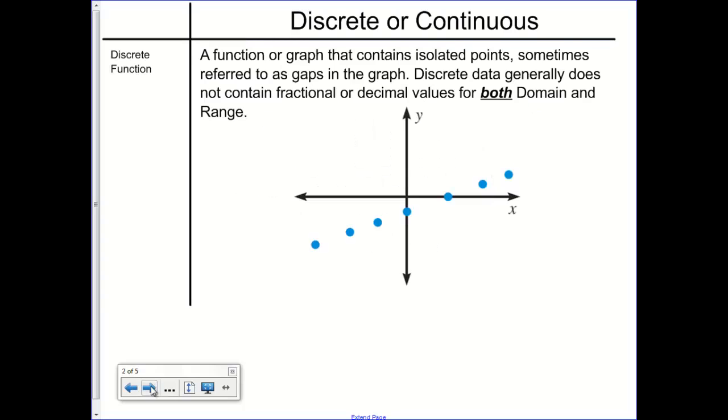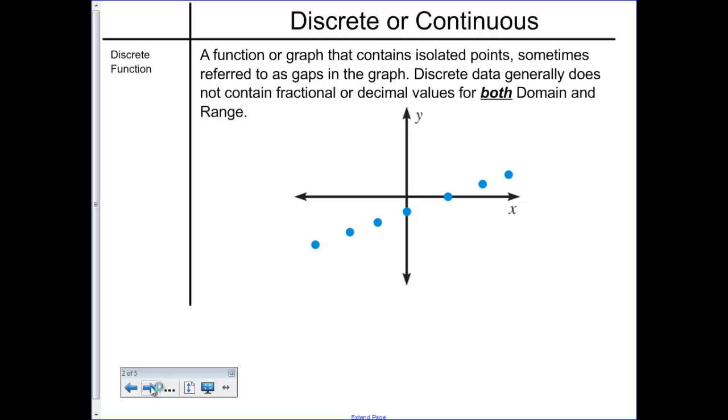Let's talk about a discrete function. It's any function that contains isolated points. They're sometimes referred to as graphs, or a function or graph that contains isolated points, sometimes referred to as gaps in the graph. As you can see, this particular graph appears to have these gaps in it. Discrete data generally does not contain fractional or decimal values for both domain and range. It could contain them for one, but it wouldn't make sense to have fractional or decimal values for the other. We'll give a few examples of those here in a minute.